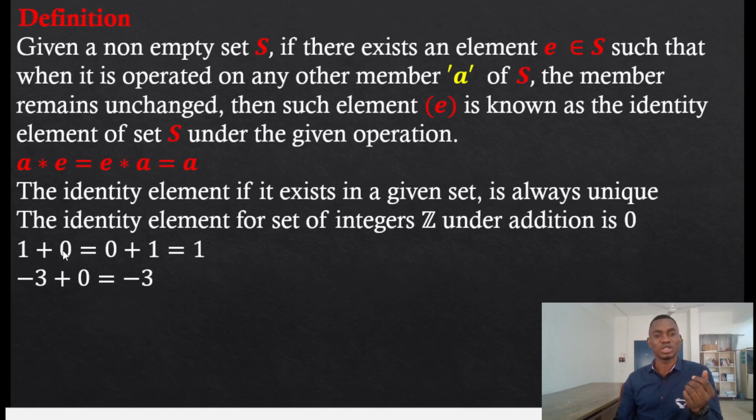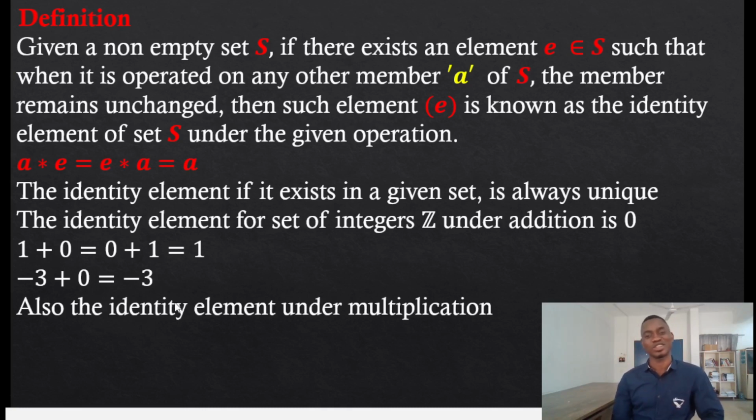So you see that for the set of integers under the operation of addition, the identity element is what? Zero. That is that member of that set that will not have any effect when it acts on any other member of the same set. What is it? Zero. So I guess at this point it is clearer.